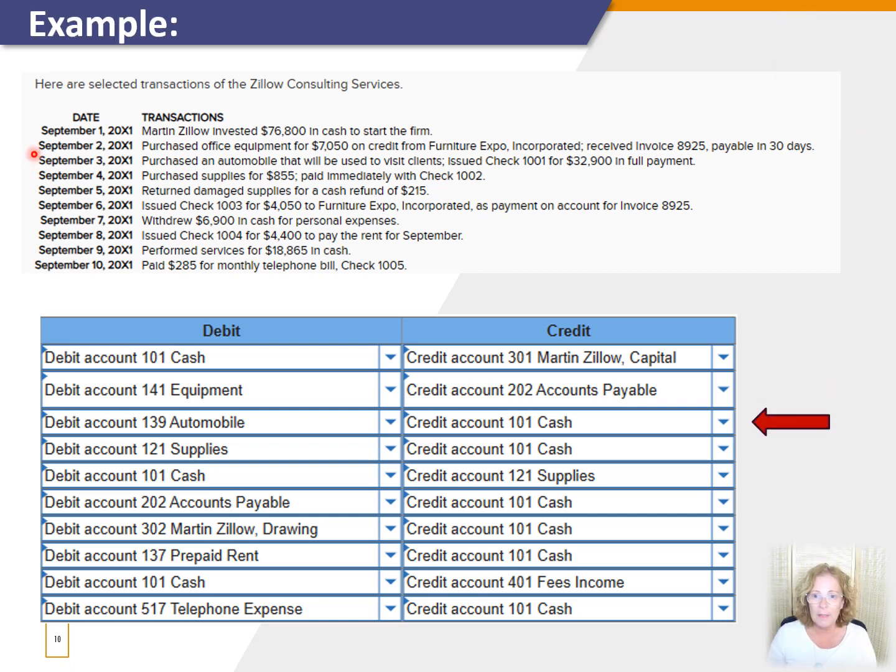Let's look at the third transaction. Zillow Consulting purchased an automobile for $32,900. So for this transaction, let's understand what resources or obligations of the company change. The company now has an automobile, which is considered an asset. Assets increase with debits, and therefore we debit the automobile account. The company now has less cash. Cash is an asset, and assets increase with debits and decrease with credits. That means we have to credit cash.